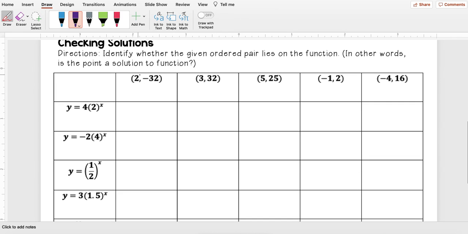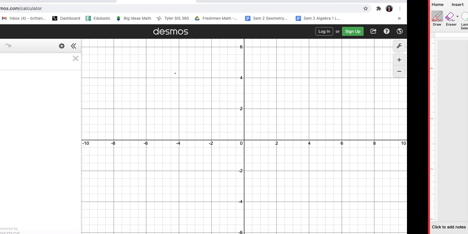I'm really looking to see whether this point is on this function, y equals 4 times 2 to the x. Remember with points, my first one is x, my second one is y. So one way I can do this to see if this is a solution is I can plug in 2 for x and see if I get negative 32 at the end. I'm going to go ahead and do that.